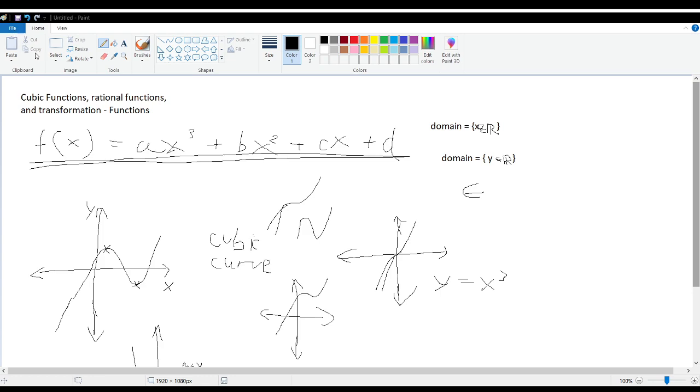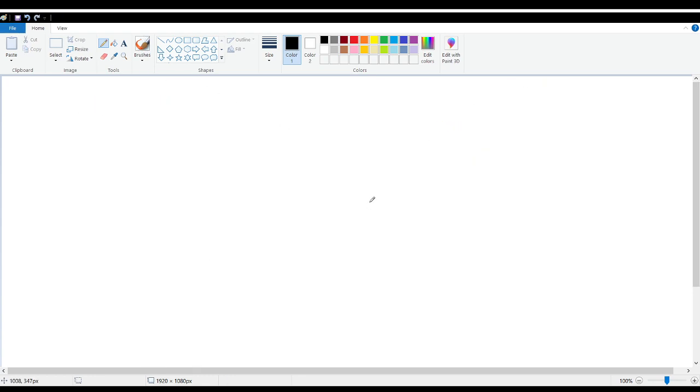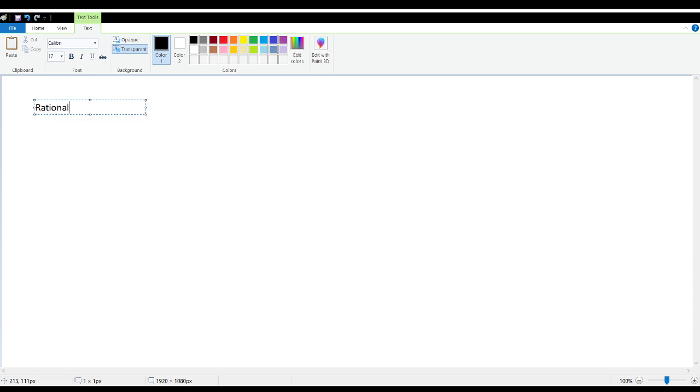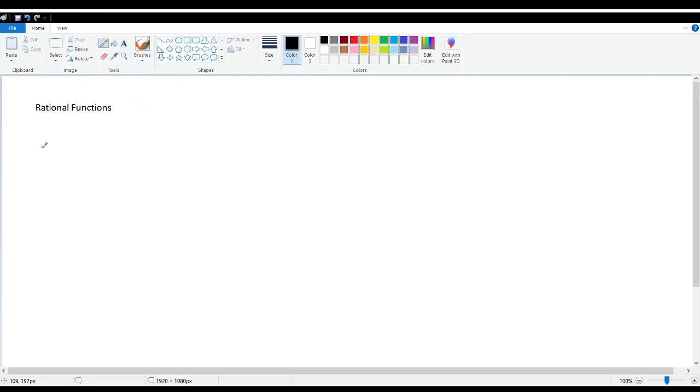So let's move on to rational functions. Wait, hold on. New, save. Right, rational functions, here we go. For a rational function in its most basic form, this is a rational function. So how does a rational function most likely look?